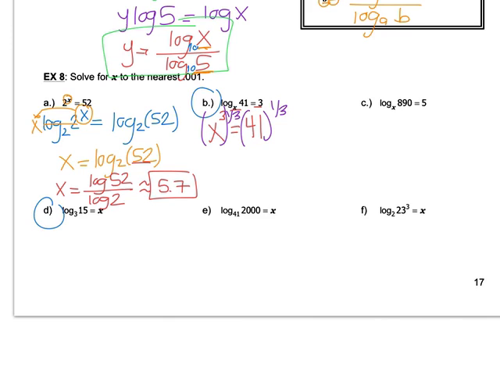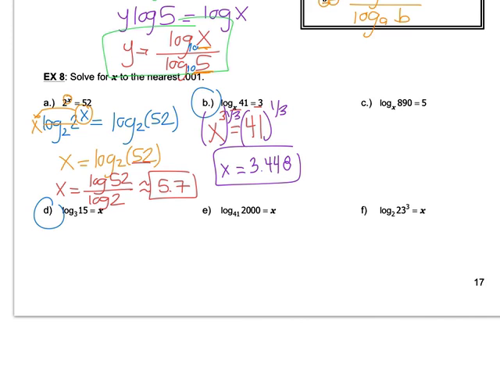So all you need to do is type in the cube root of 41 or 41 raised to the 1/3, and you'll get your solution. X equals about 3.448. So C is similar to that one. So I'm going to skip that and let you try it.